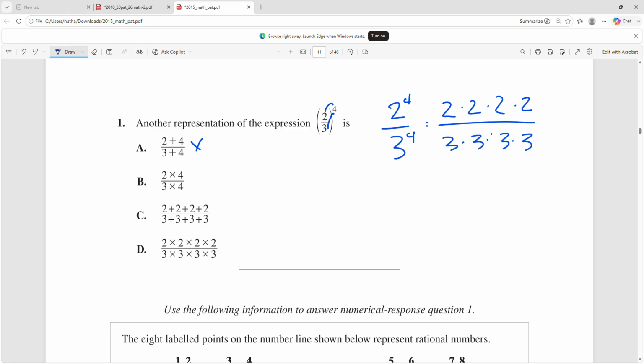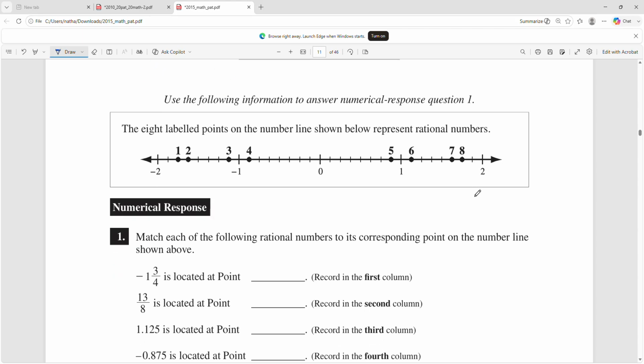So that's not it. That's not it. That's adding. Bingo. Answer is D. Okay, easy one. Let's move on.